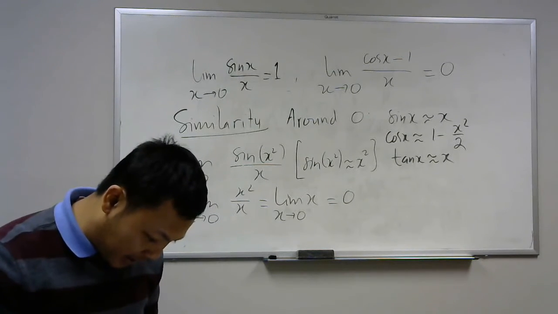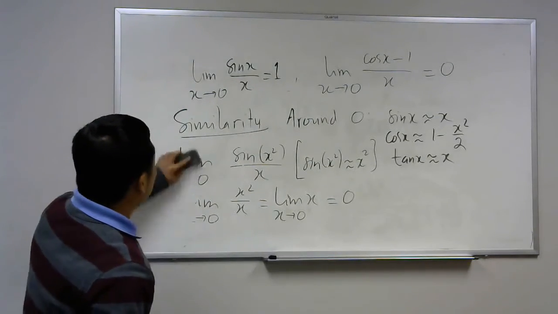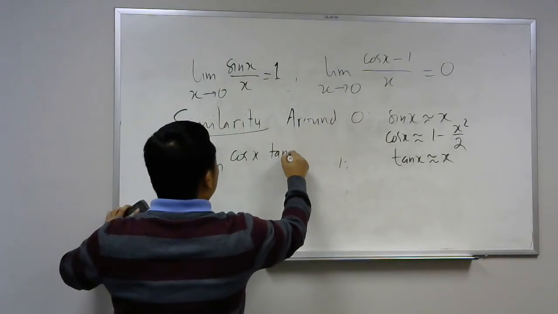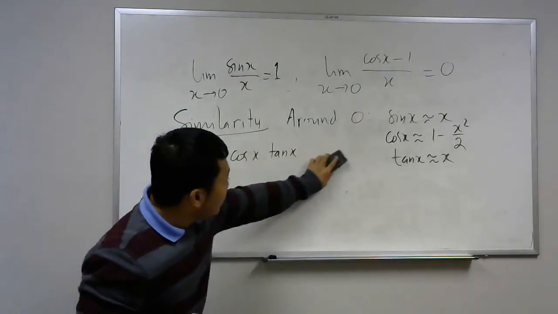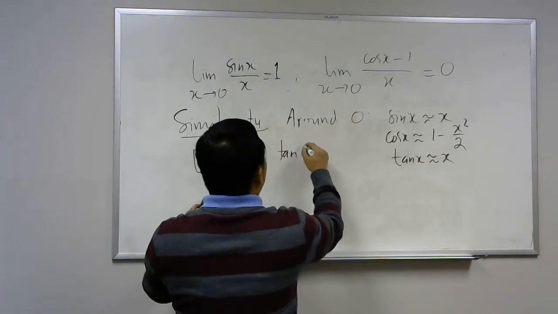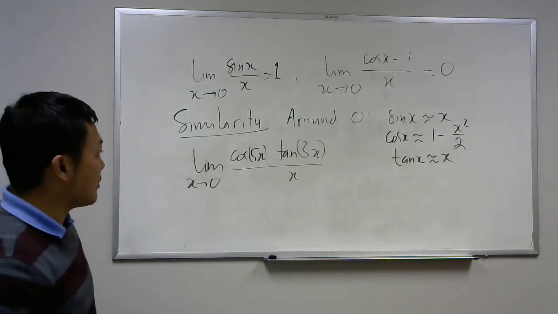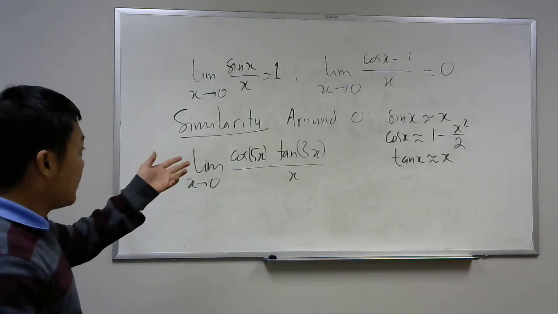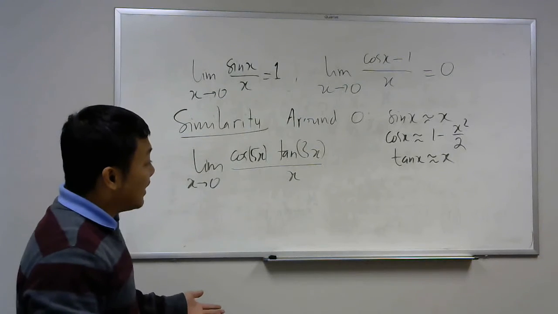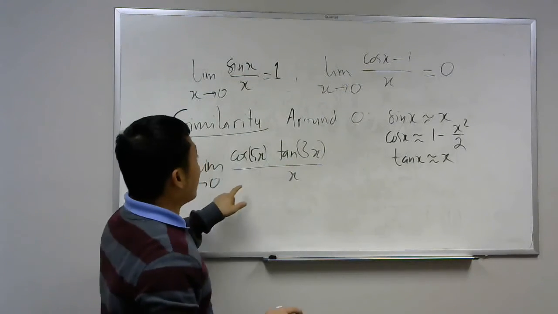What else? We can see, for example, the limit of cosine of 5x, tangent of 3x over x when x goes to 0. Okay, when x goes to 0. So cosine 5x tangent 3x, when x goes to 0. They have different angles in here, 5x, 3x. But I still can use this similarity.